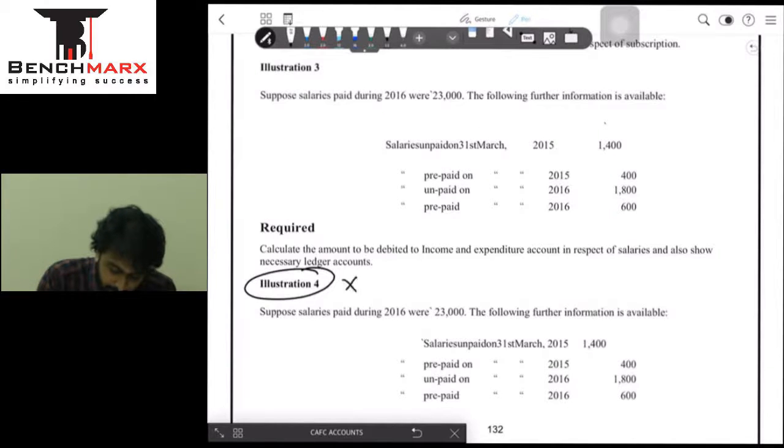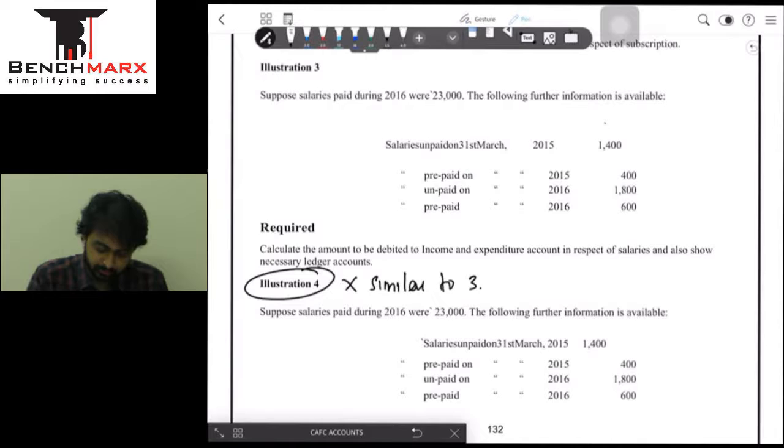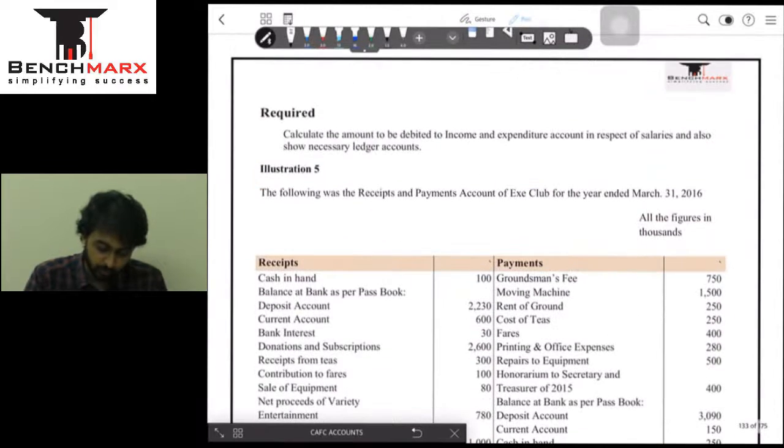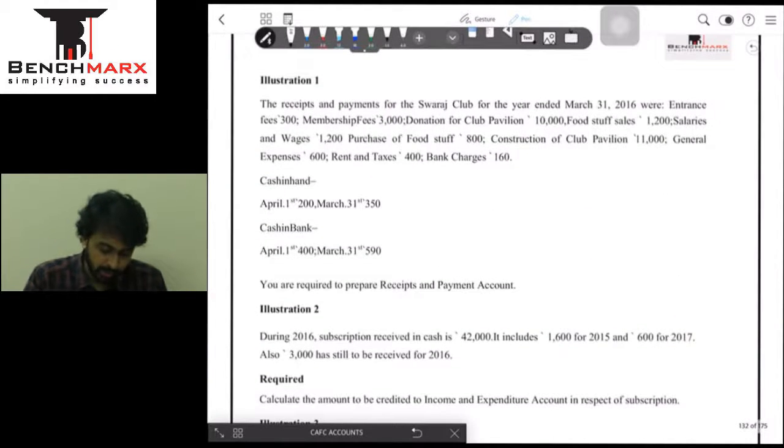So this question will not be solved because that is similar to question number 3, which means we'll skip this question and directly go to 5 after we solve 1, 2 and 3. Yes, chalu karenge? Hopefully yes. Let us start reading question number 1.